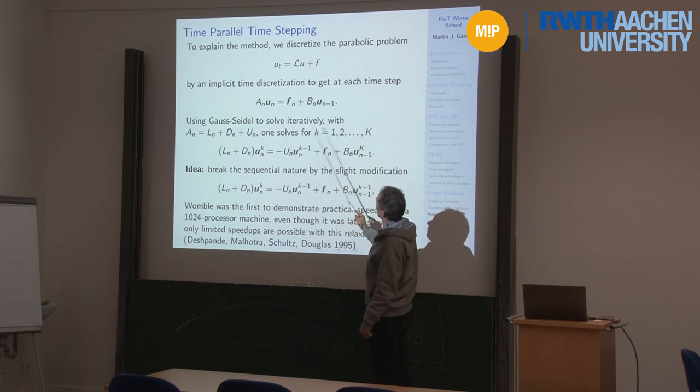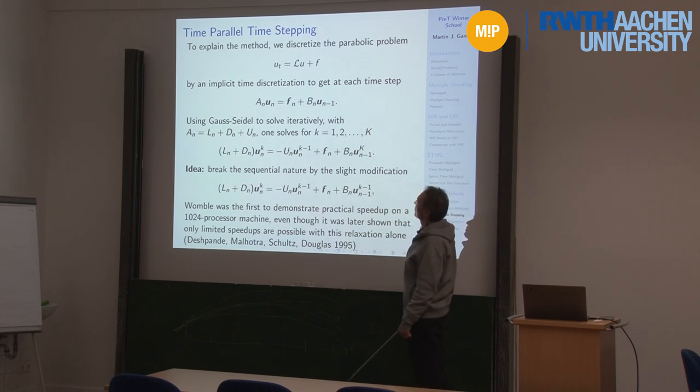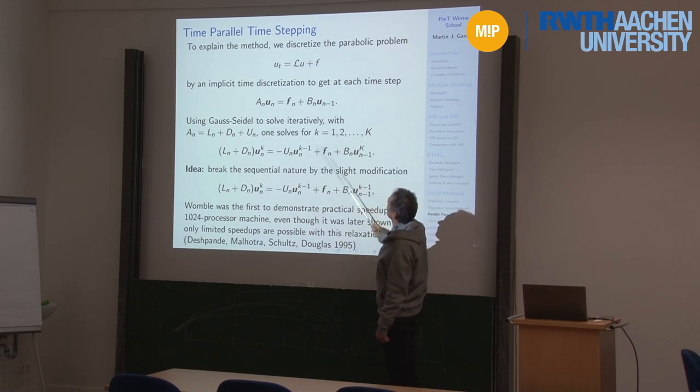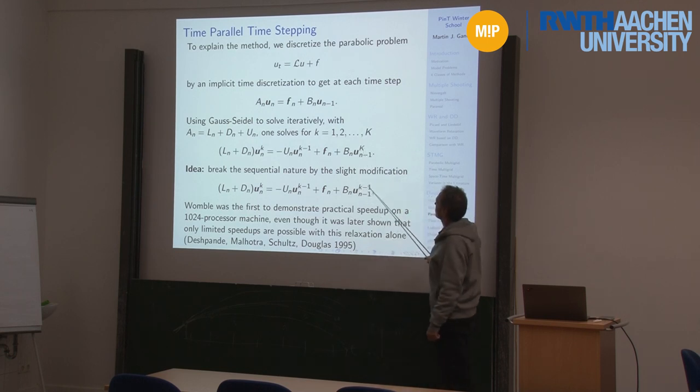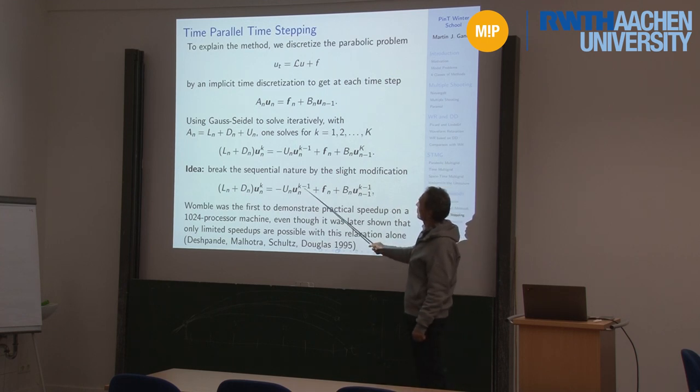And you iterate. And what you normally do is you iterate this to convergence up to a capital K. And then you go to the next step. Which means this one must have converged at capital K before you go to the next time step N. The N minus 1 must have converged. And what Wombo now says, forget about it. We don't wait until this step has converged. We just take whatever it produced, and we start already iterating at this step.